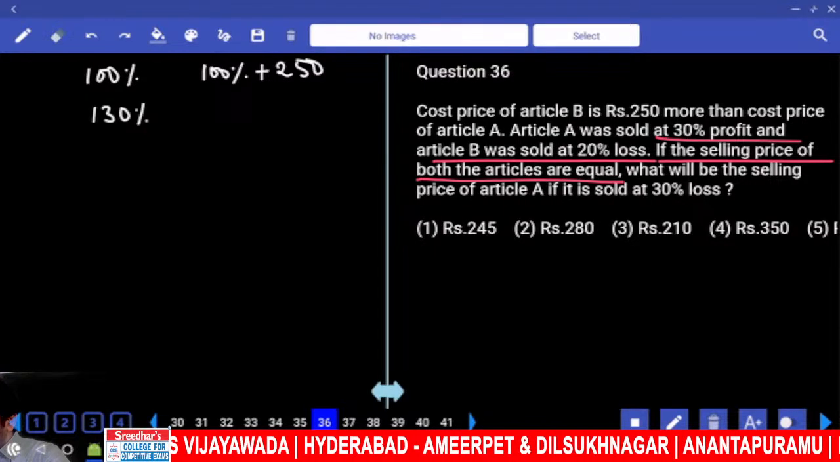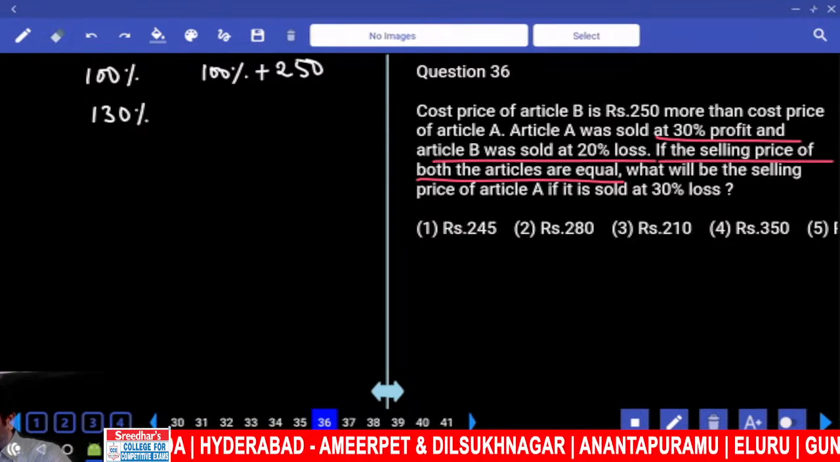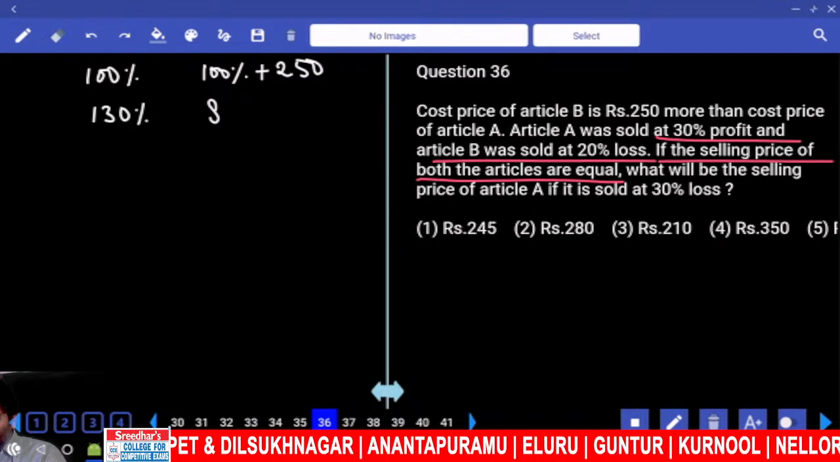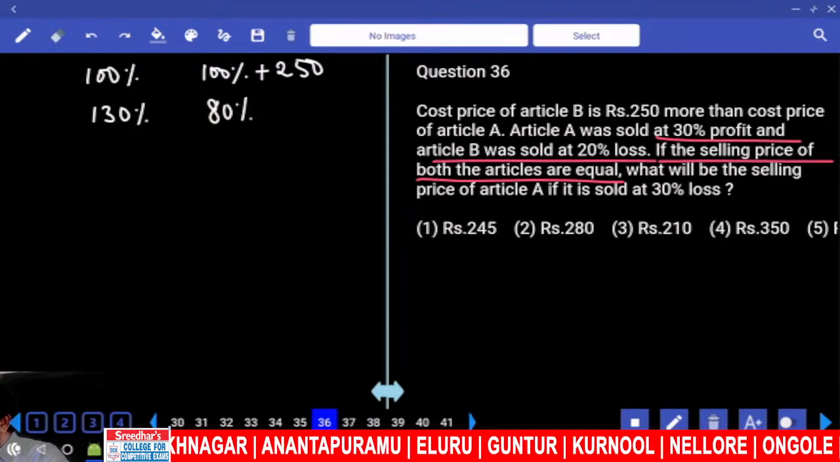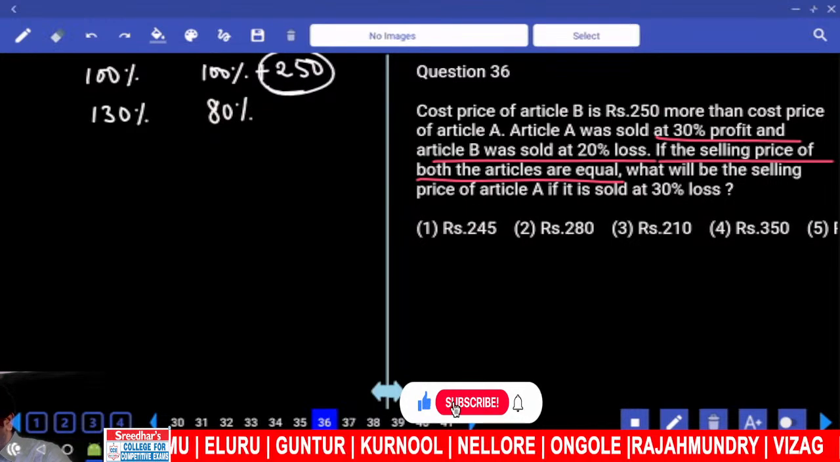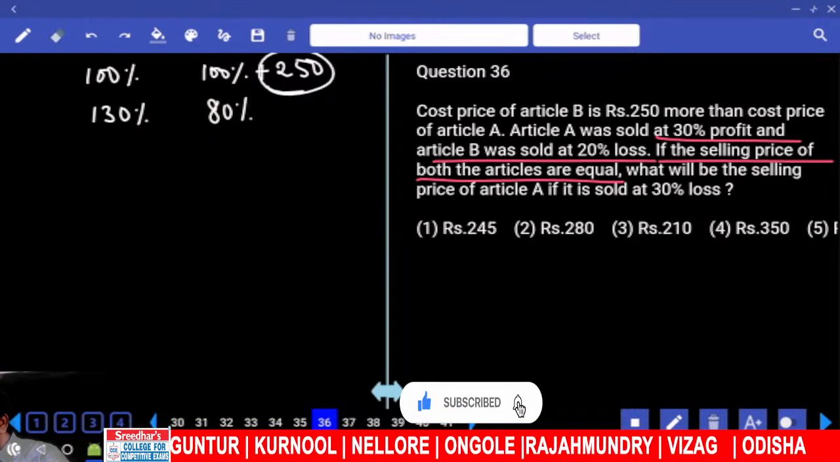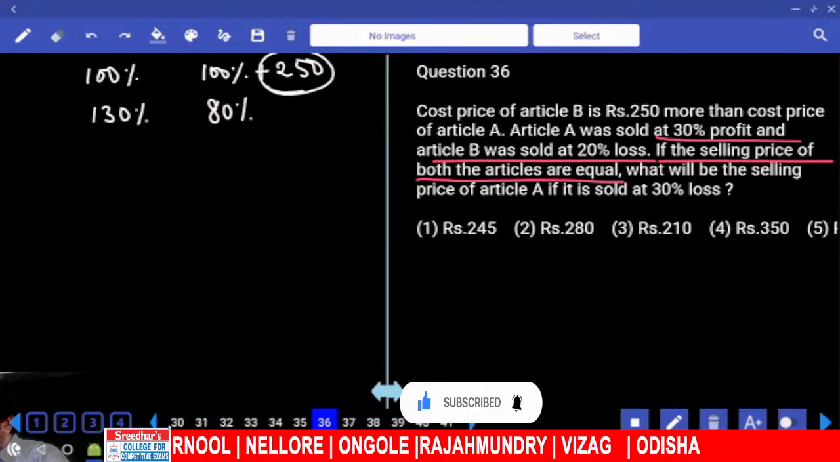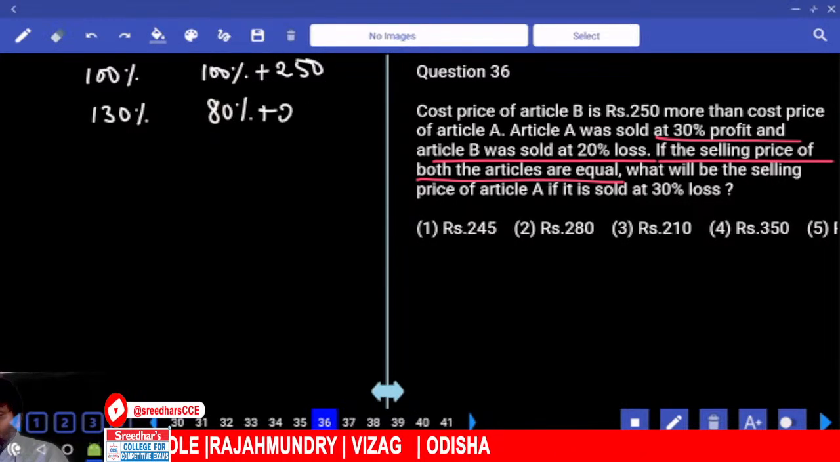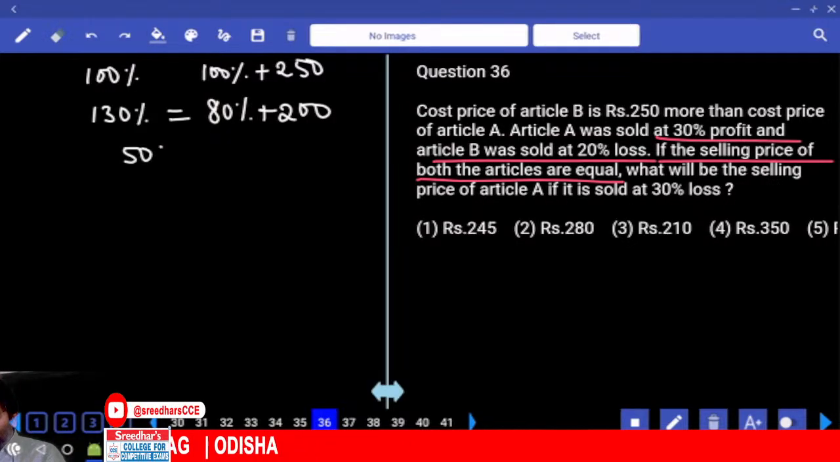B sold at a loss of 20%, so we are selling it at 80% only. Out of 100%, 80% is this much. Out of 250, 80% we have to calculate, otherwise subtract 20%. 10% is 25, 20% is 50. 50 gone. 200. Both are equal. 50% is equal to 200.